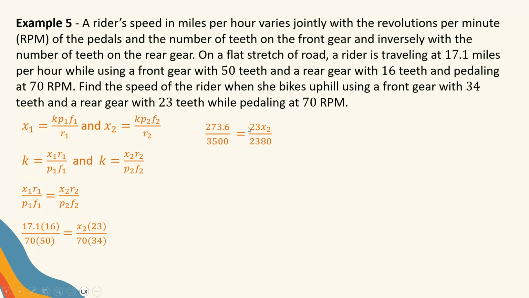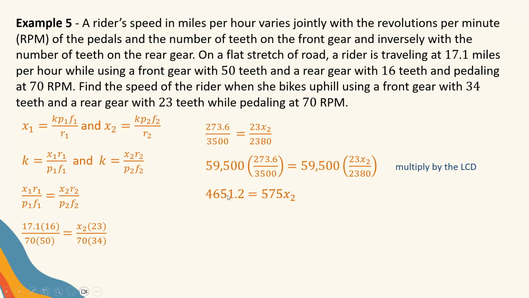Simplifying that leaves us with this expression, and then we would set our cross products equal to each other, and then solve for x2. Divide both sides by 575, so we'd get about 8.1.